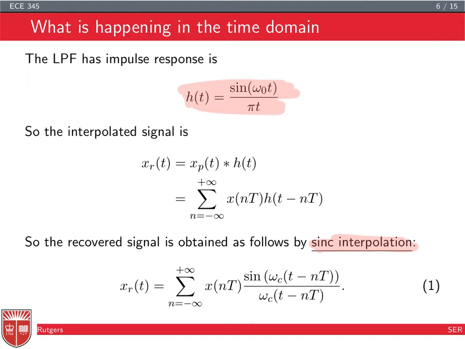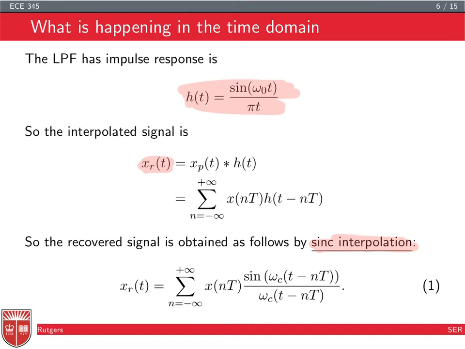Now the recovered signal xr of t: you're multiplying your sampled signal by the frequency response of the low-pass filter. So that's a multiplication, which in the time domain is going to be a convolution.